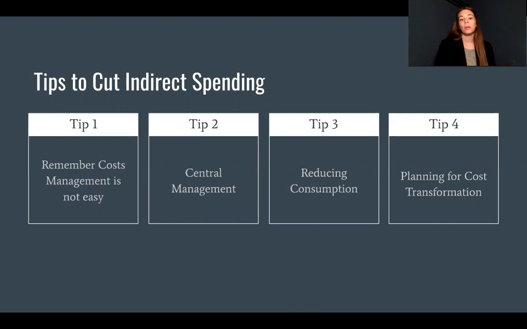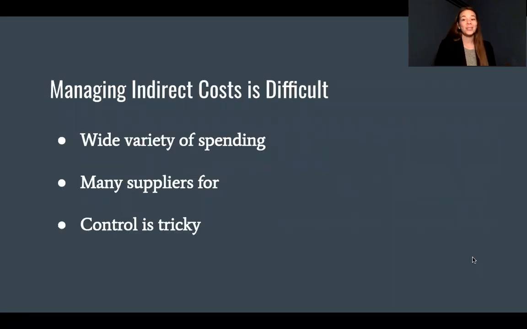The first tip is remember cost management is not easy and what it entails. Have a central management system, reduce consumption, and plan for cost transformation. Managing indirect costs can be difficult. There's a wide variety of spending costs from rent on a facility to pencils in the office supply room. There's lots of different suppliers, and control can be tricky.